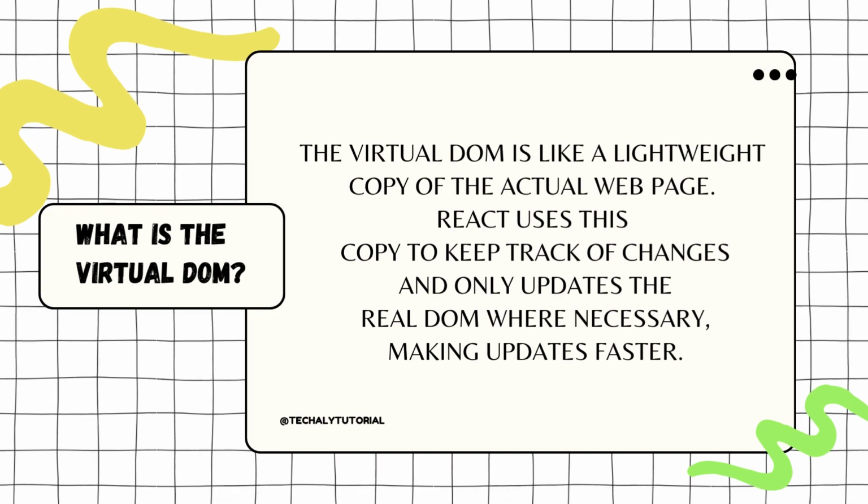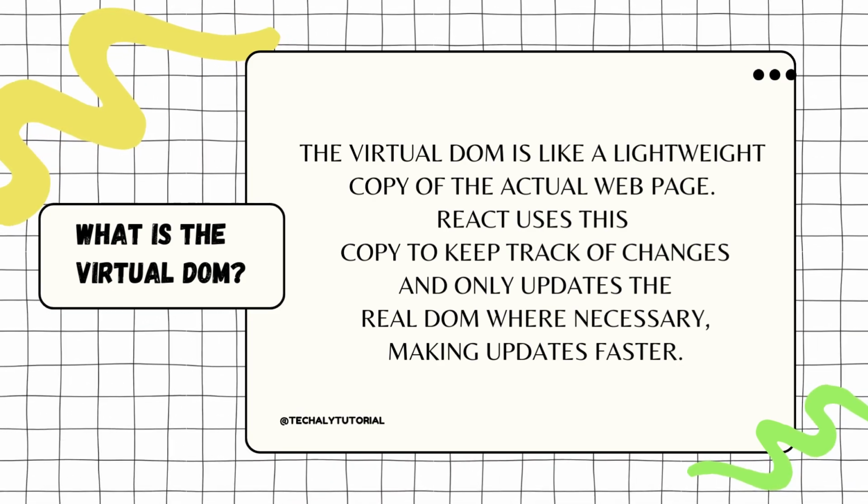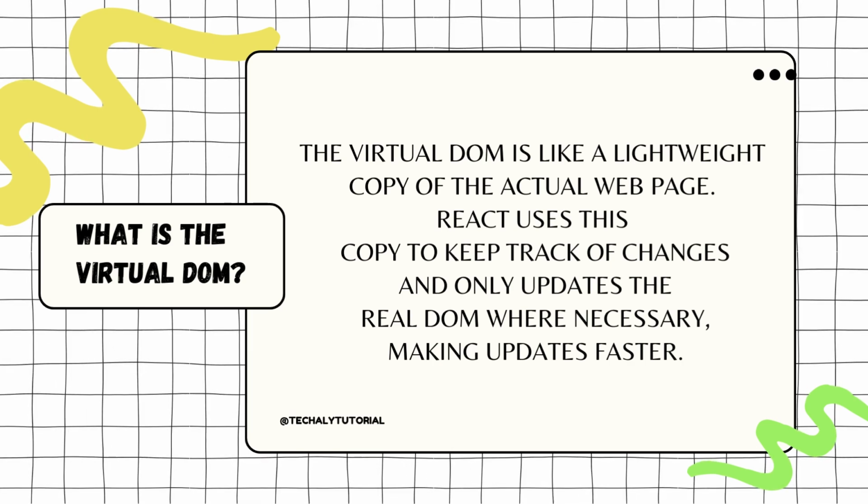What is the virtual DOM? The virtual DOM is like a virtual copy of the real web page that React uses to check for updates. When something changes, React updates the virtual DOM first, finds the difference, and only changes what's necessary on the real page. When you change the color of a button, React updates it in the virtual DOM first, then updates only that button on the actual page, making things faster.